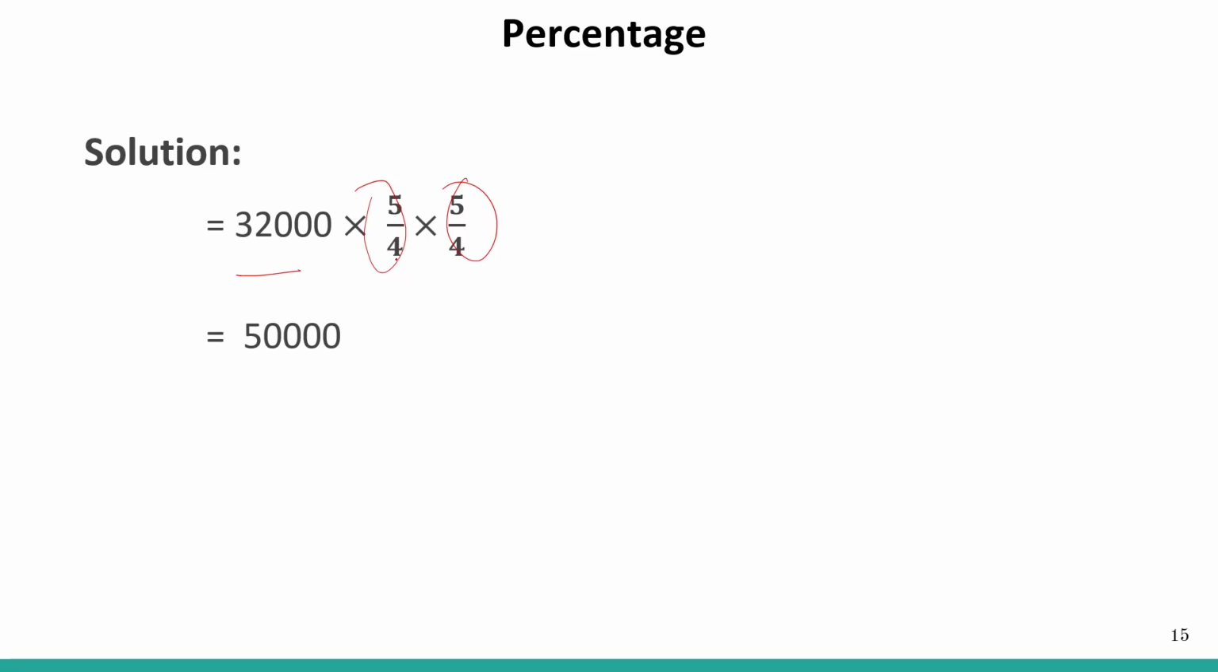So it will be equal to what? 32,000 into 25 by 16. Dividing 32,000 by 16 gives 2,000. So 2,000 into 25 is equal to 50,000. So 50,000 will be the answer.